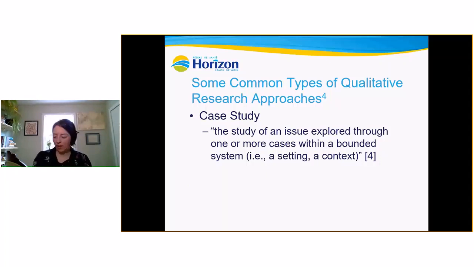So again, are you looking at a bounded case? Are you trying to come up with a theory about why something is happening? Or are you looking at a phenomenon and how different people are experiencing it and seeing whether there's some commonality there?